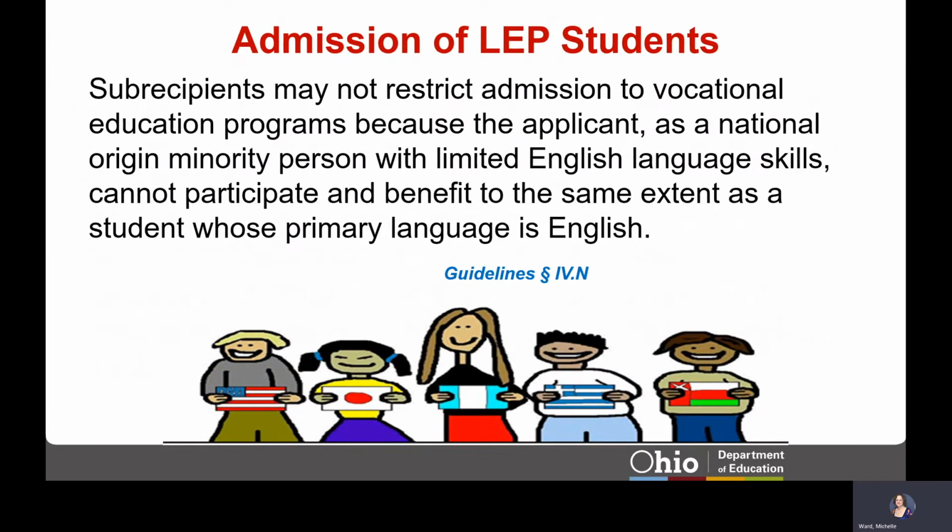Let's talk a little bit about students who have limited English proficiency. Subrecipients may not restrict admission to vocational education programs because the applicant, as a national origin minority person with limited English language skills, cannot participate and benefit to the same extent as a student whose primary language is English. Although rare, we do sometimes see subrecipients discourage or prohibit students from entering a program based on their English proficiency. Perhaps they just want to keep them at a school that has a particular teacher. Well, you just can't do that.